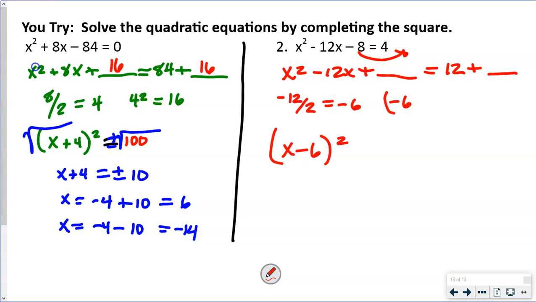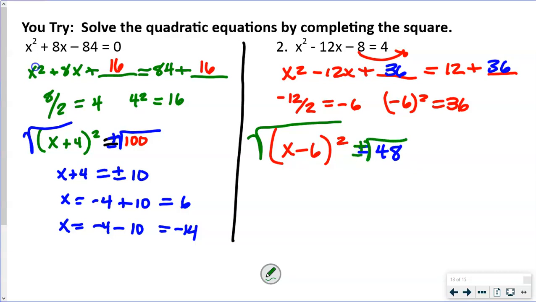And then we're going to take our negative 6 and we're going to square it. So that's going to give us 36 here. So that means we're going to put 36 here and 36 here. So 12 plus 36 is 48. So once again, we're going to take our square root of both sides. Notice I keep putting that plus or minus in front of there. Don't forget that, y'all.